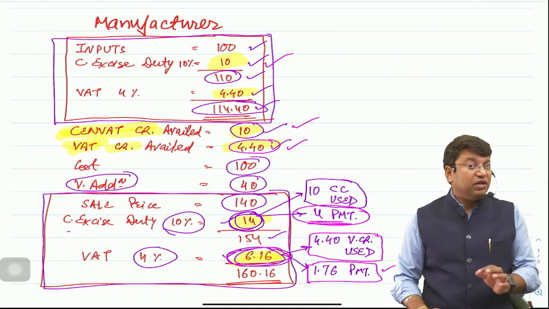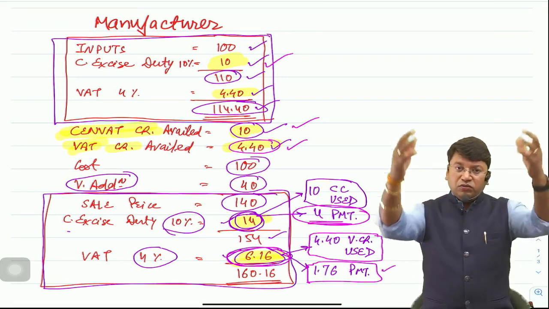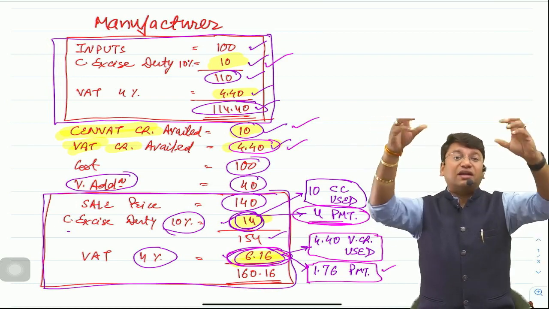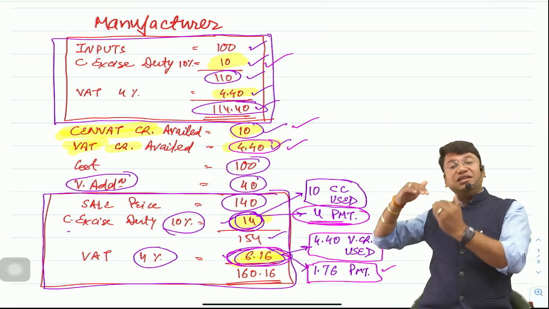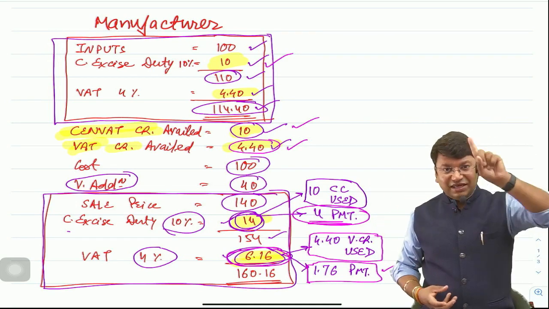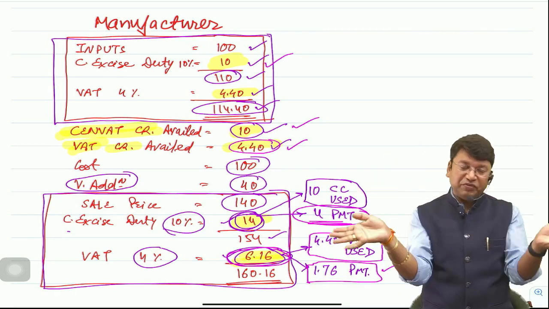I hope you are getting the system step by step: how purchases are made, how taxes are paid on purchases, how credits are availed, and how liability is created at the time of sale, and how the liability is paid by utilizing the SENVAT credit or VAT credit, and how the remaining amount is paid to the government. I hope you are getting the concept.